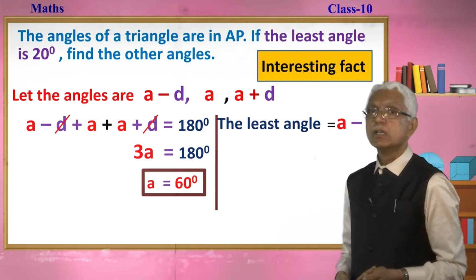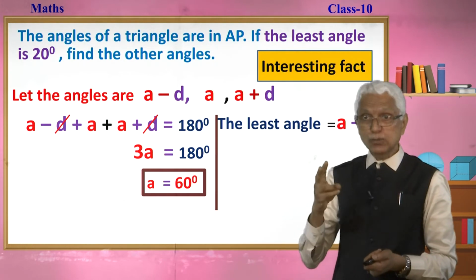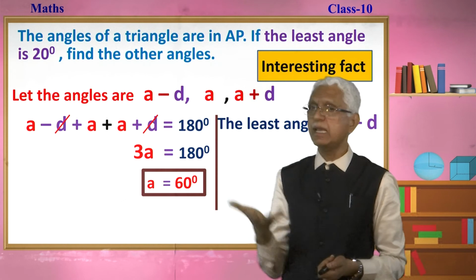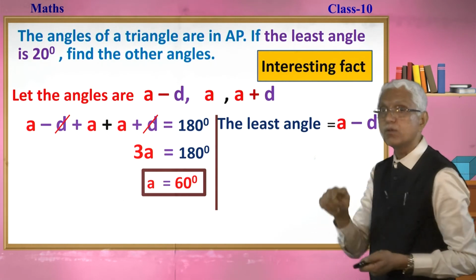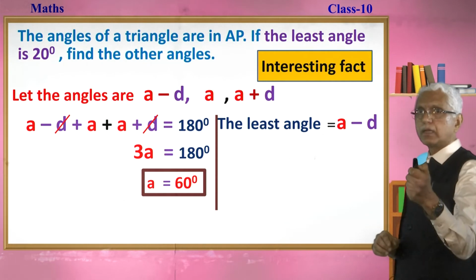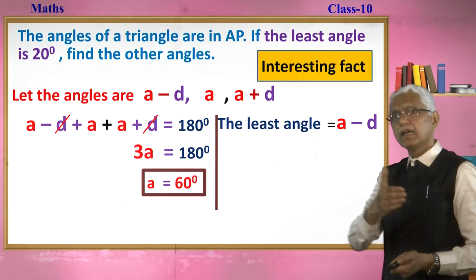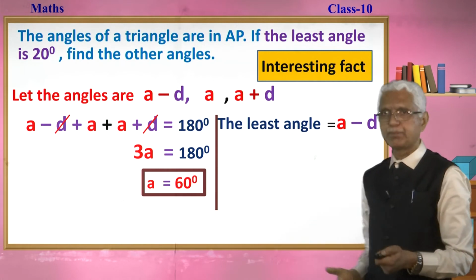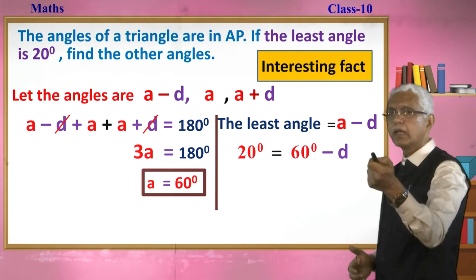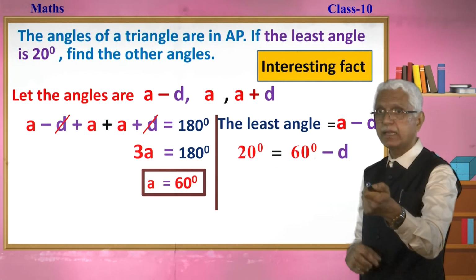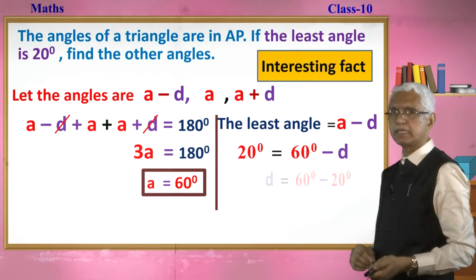That's good. So you got the angle a as 60. Now which are the 2 angles required? A plus d, a minus d. How will you find out? You should know the value of d. Correct? Now the least angle is a minus d. Smallest is a minus d. Next angle is a. Next angle is a plus d. The least angle is a minus d. They have given you the least angle as 20. So 20 is equal to, in place of a substitute 60, 60 minus d, correct.